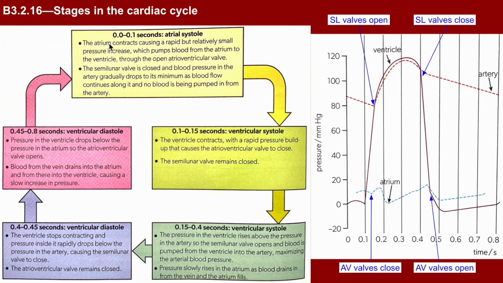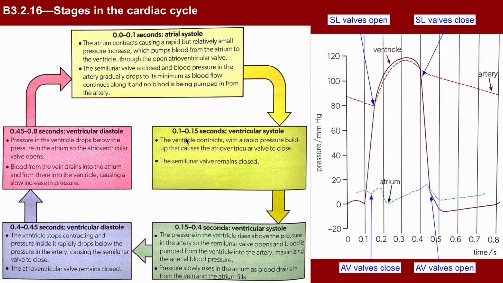So that very first 0.1 seconds is atrial systole. The atrium contracts, causing a rapid but relatively small pressure increase that's going to pump blood from the atrium to the ventricle through the open AV valve. When we do this, the semilunar valve is closed, right? We don't want blood to be pumping up to the artery yet. We're just filling up the ventricle. So the blood pressure in the artery is going to gradually drop to its minimum as blood flow continues along it and no blood is being pumped in from the artery.